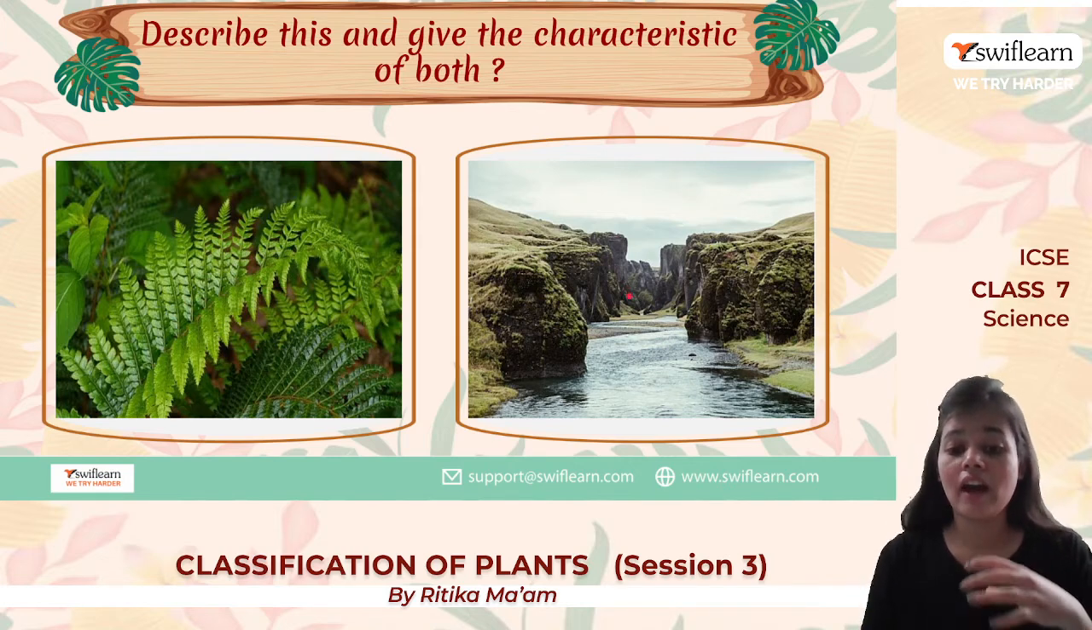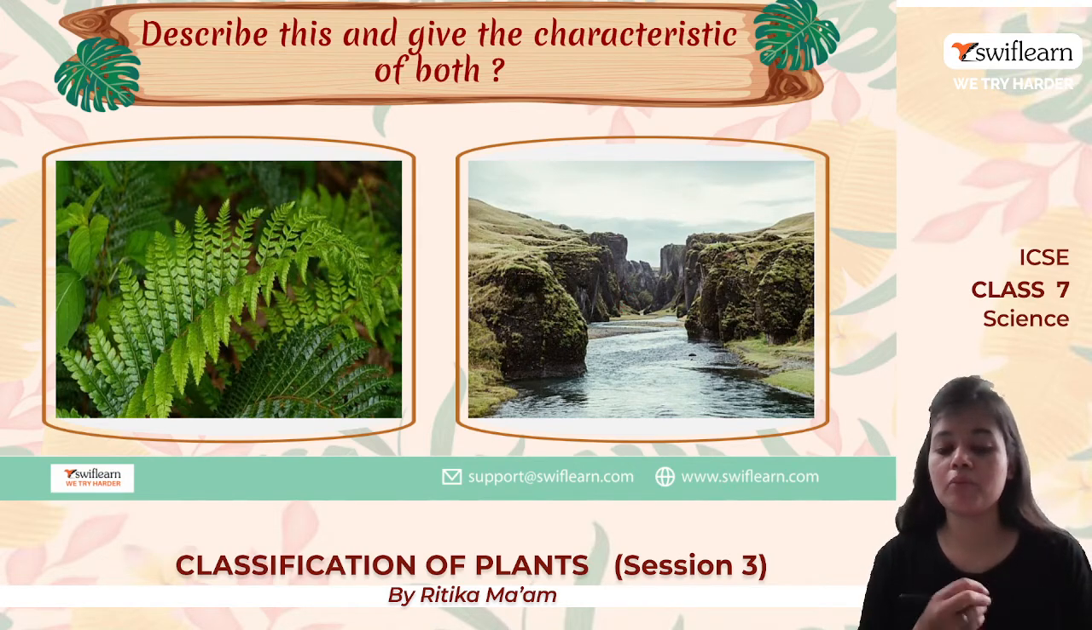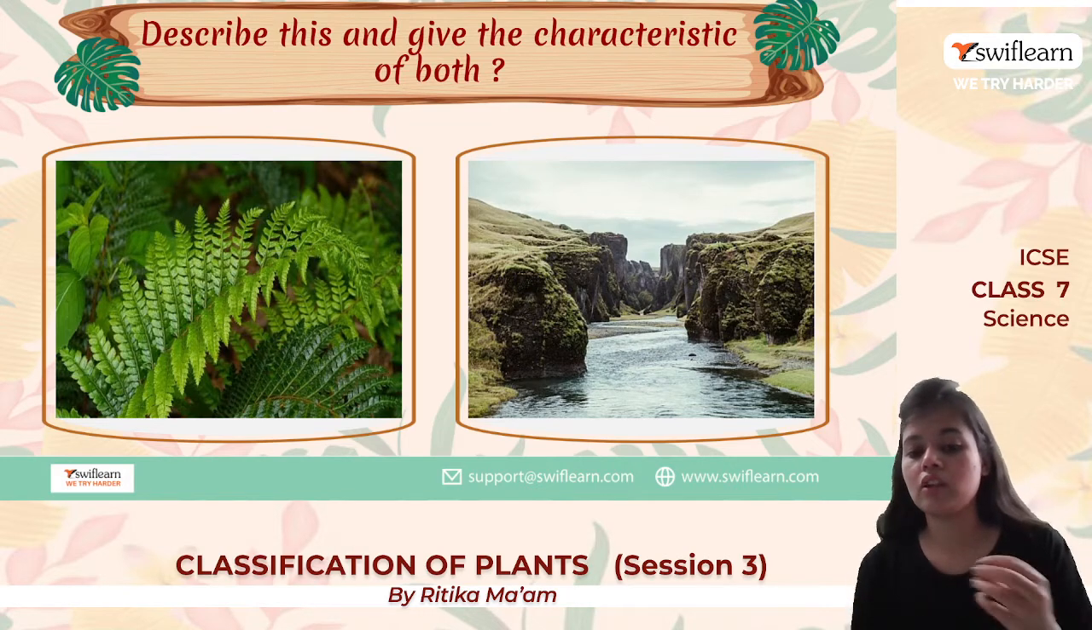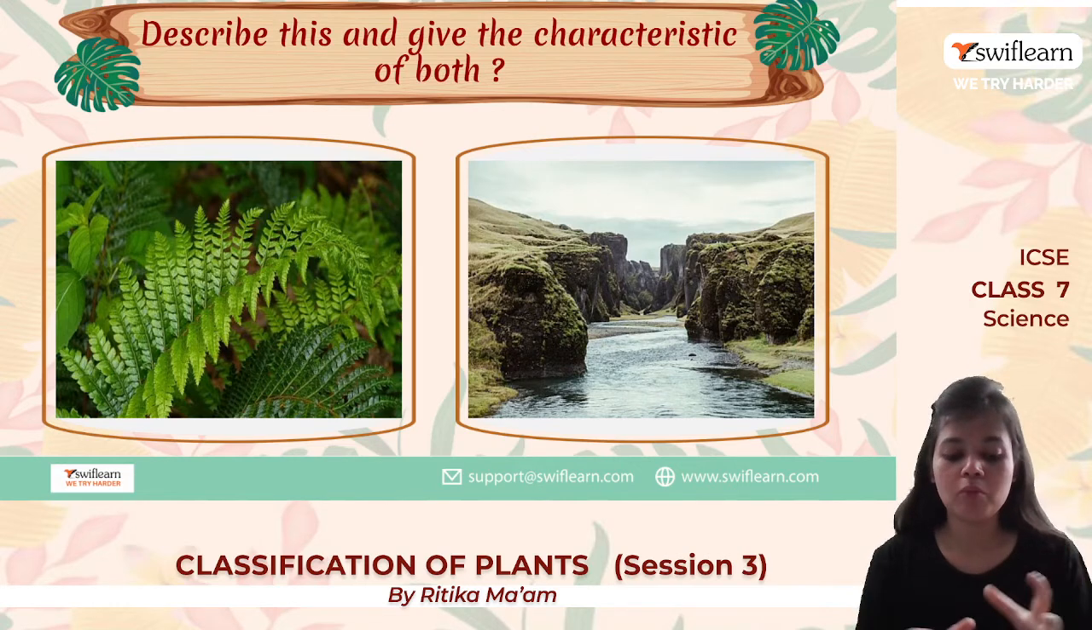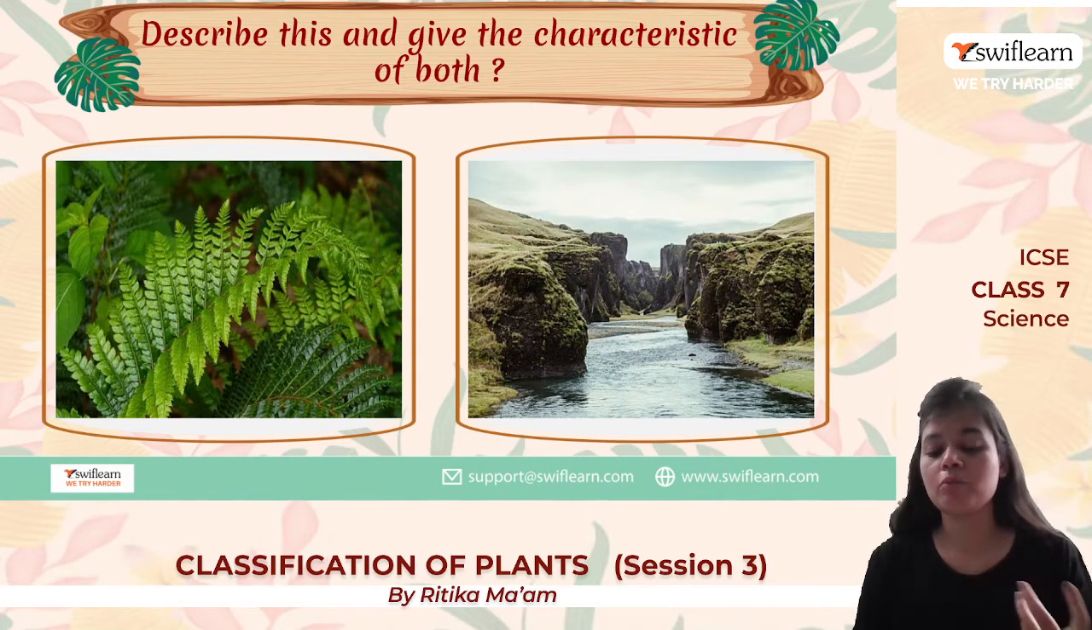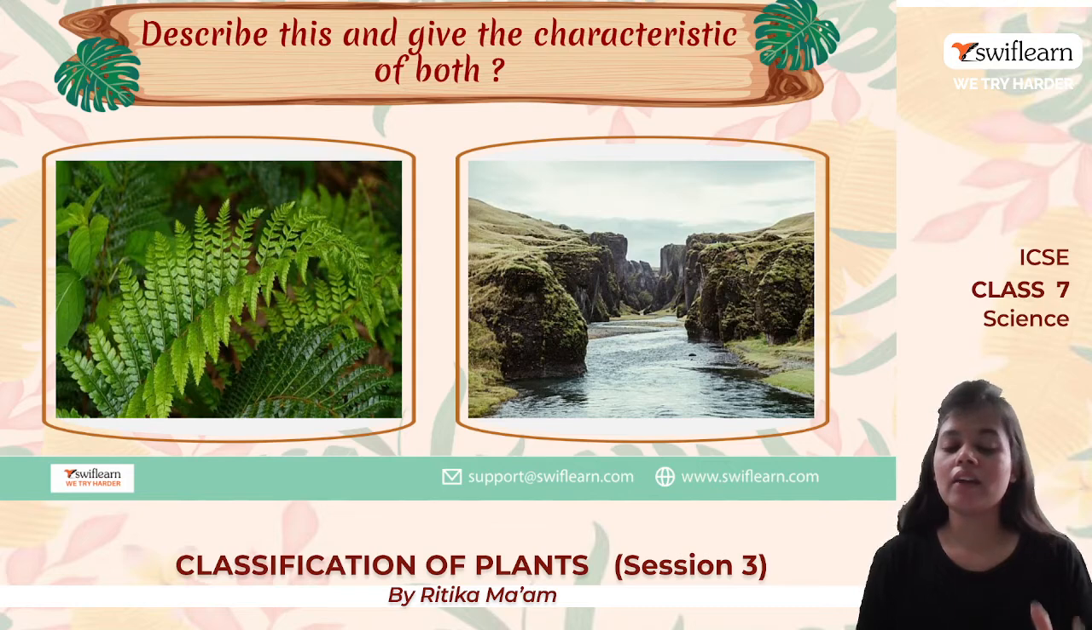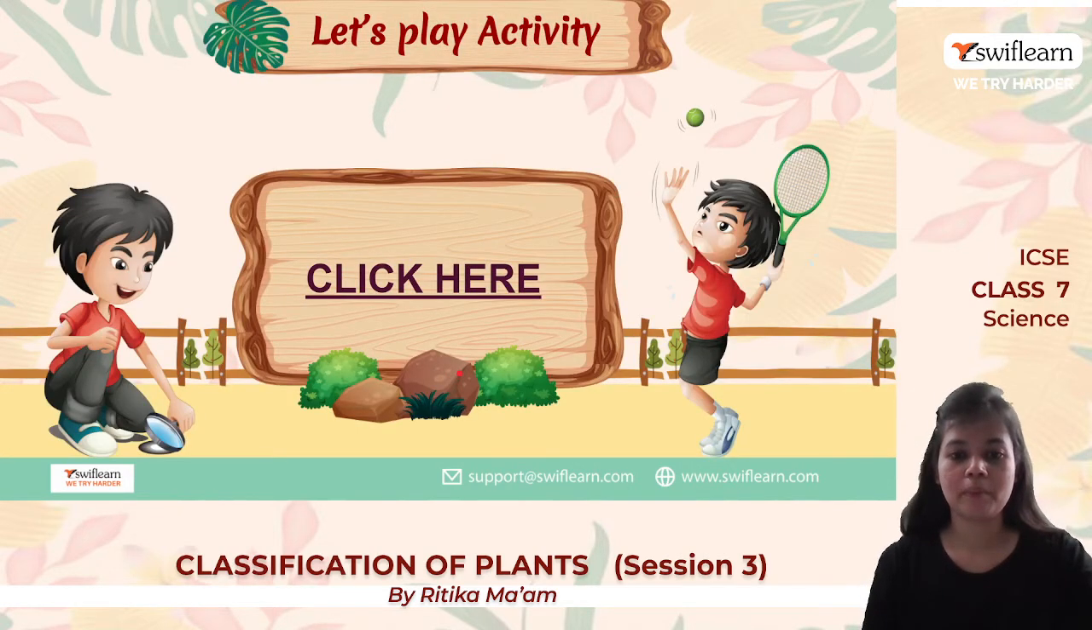Talking about the other one, we have algae, which are present in moist environments. They have their own chlorophyll and can prepare their own food, so they are chlorophyllous. They are non-vascular, that is, they do not have differentiated xylem and phloem. They lack a well defined body. They need adequate moisture to grow, and they can follow both asexual and sexual modes of reproduction.